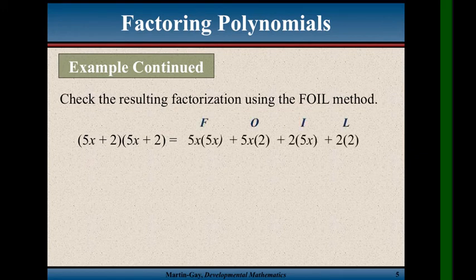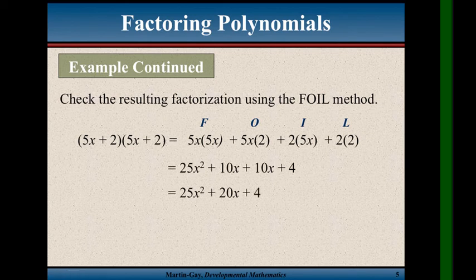So, just as simple as this, we have 5x times 5x for the F, O outside is 5x times 2, and I for the inside is 2x times 5, and for the L, we have 2 times 2. So we have this, and then we will add them. That's the answer: 25x squared plus 20x plus 4.